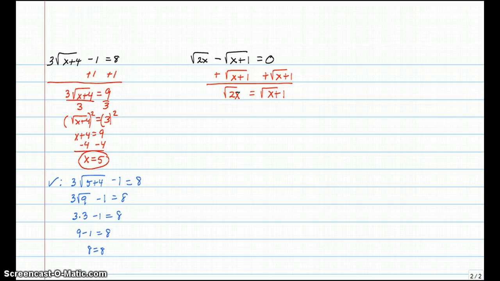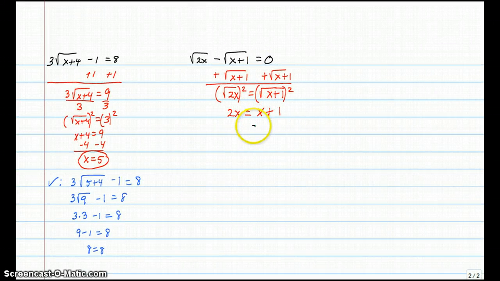Now, as we recall from earlier, in order to get rid of a radical symbol, we take the square of it. If we square one side, we have to square the other. Now you can see why this is working so well. Square root of 2x squared is 2x. Square root of x plus 1 squared is x plus 1. And the problem is quite simple to solve. We're going to subtract x from both sides, which leaves us with 2x minus x is x, and x minus x is nothing, so you're left with x equaling 1.